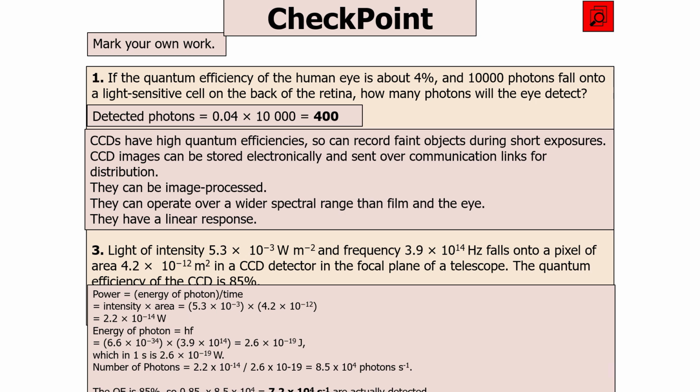So in 1 second, that's 2.6 times 10 to the minus 19 watts, so the number of photons is therefore going to be 2.2 times 10 to the minus 14 over 2.6 times 10 to the minus 19, so that's in 1 second, 8.5 times 10 to the 4 photons. Now because it's 85% efficient, 0.85 times this value is going to be 7.2 times 10 to the 4 photons detected every second.